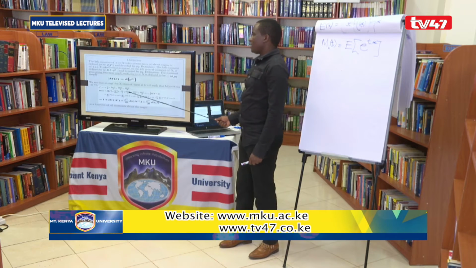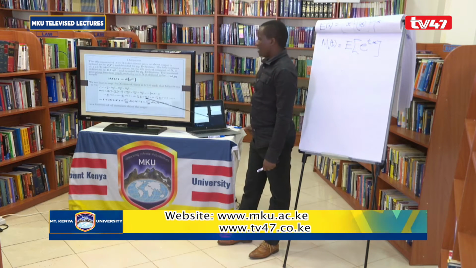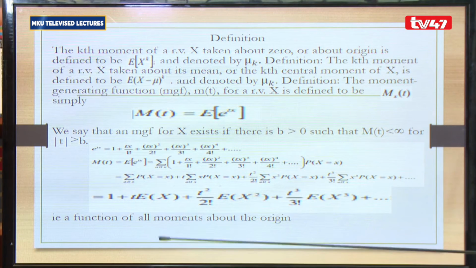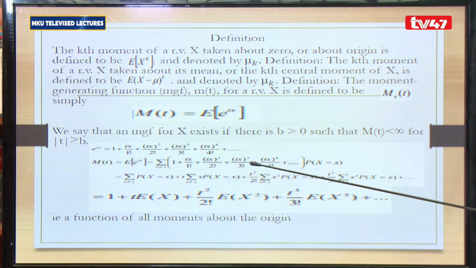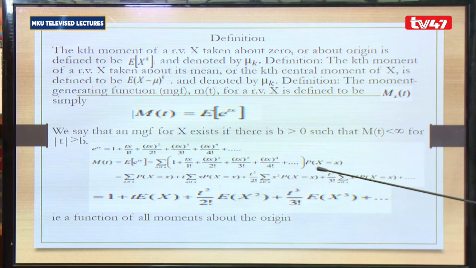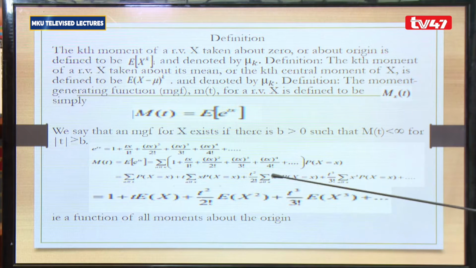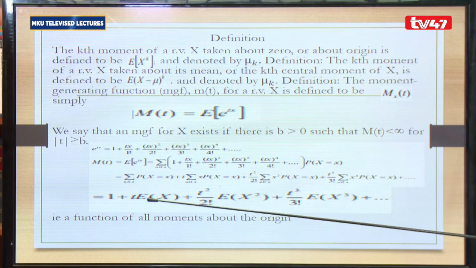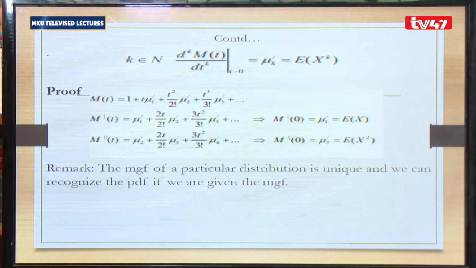We say that an MGF of x exists if there is b greater than 0 such that the MGF, that is M_X(t), exists, that is, is less than infinity, for absolute values of t less than b. Exponential of tx, using a Taylor series expansion, can be written this way. And M(t) is therefore expected of this, which is the summation over all of these, times probability of x. And if you apply probability of x, then you get 1 plus t expected of x, and you can see the first moment being shown in this expression. This is a function of all moments about the origin.